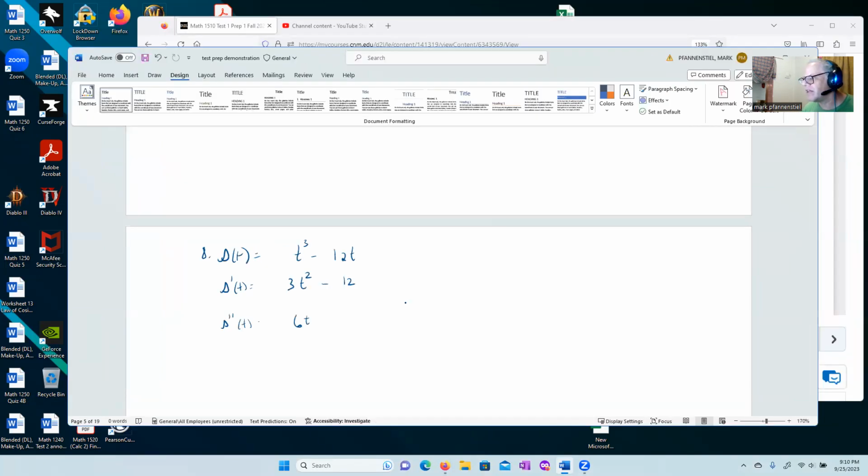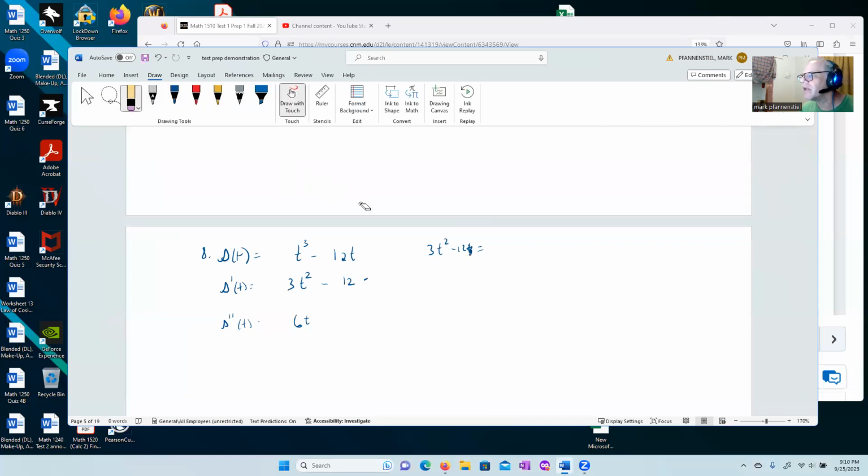Let's go back to the velocity and set our velocity, 3t squared minus 12t, or minus 12 rather, not 12t, just minus 12. Okay, 12. There we go, I never wrote it. Minus 12 equals 0. Factor 3 out of both of these. So we have t squared minus 4 equals 0.